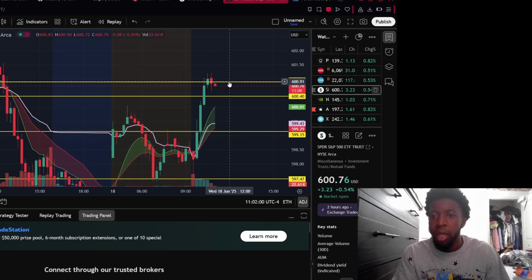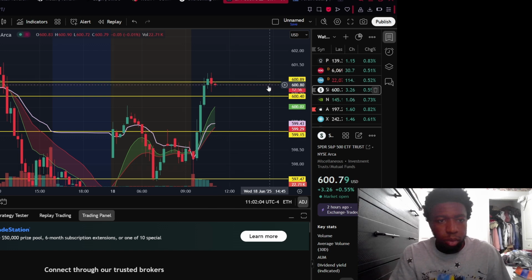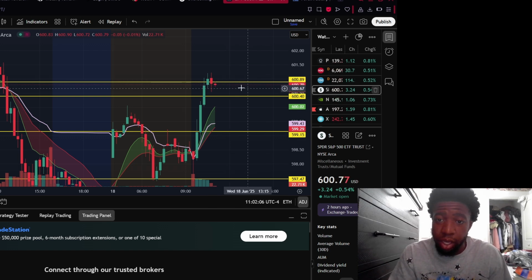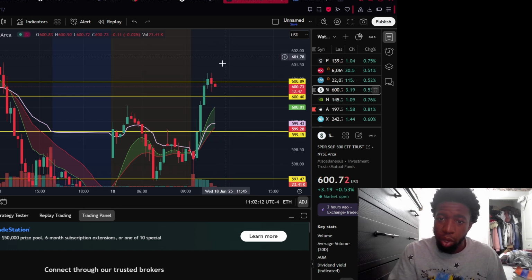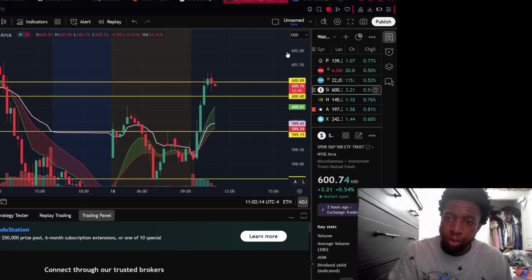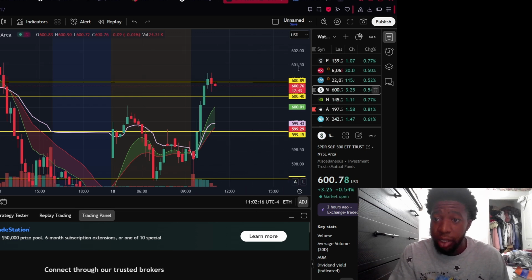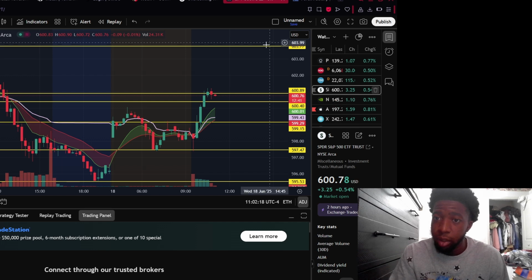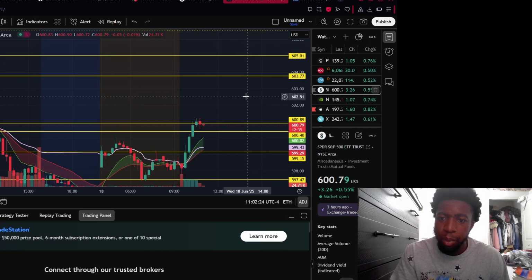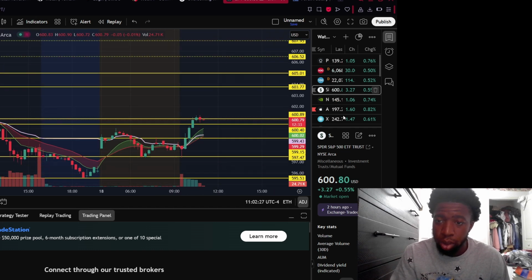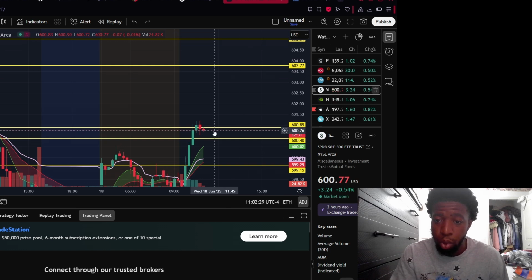So that's all bullish signals. It's currently on my supply at 689. So we're going to see if it can hold here, or whether it will hold and push through, or if it will retest from here. My next supply is at 603, and then 605.